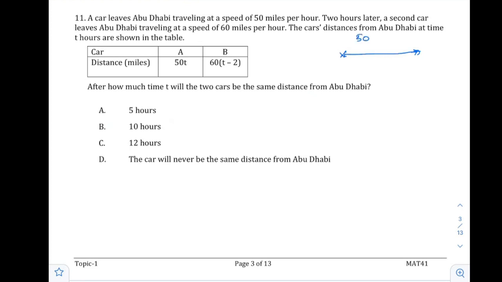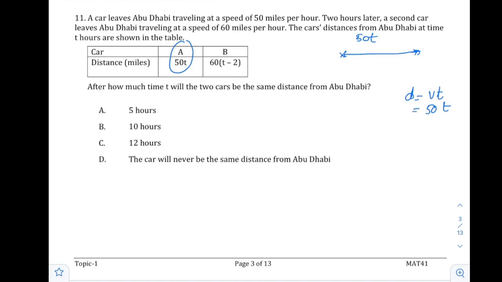So if you don't know the time and you assume that the time is t, we know that the distance is the velocity times the time. So it is 50 times the t that we don't know. And that here explains why the distance crossed by car A is 50t.